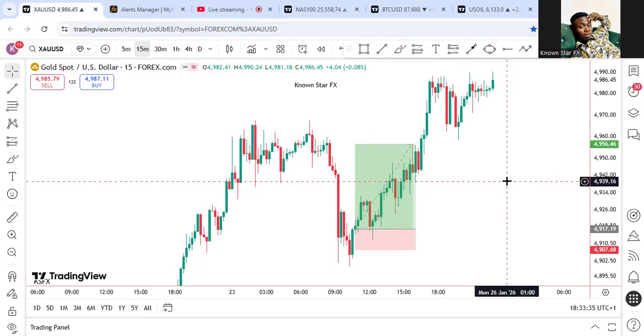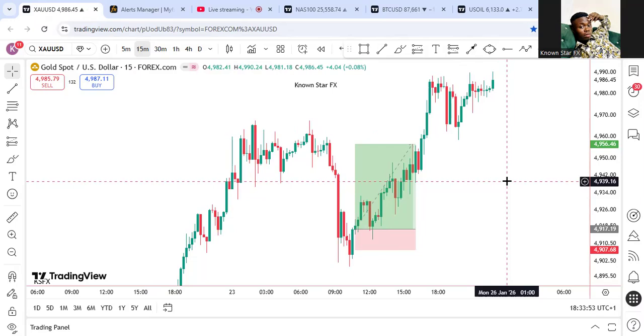Price moves in phases, which are simply the normal terms, right? The expansion, pullback, continuation, all of that stuff, or reversal. Now, once you understand how structure forms, you stop asking, should I buy or sell? And you start asking, what is price telling me right now?